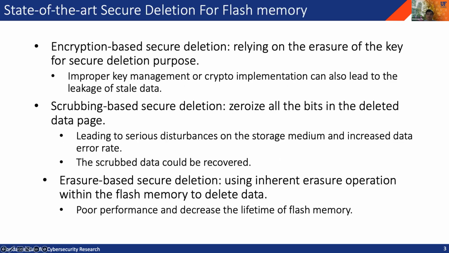For the secure deletion of flash memory, currently there are three types of secure deletion methods. Encryption-based secure deletion is to encrypt data with different keys, so we only need to delete the key if we want to delete the data. This mechanism is very fast. However, it suffers from improper key management and bad crypto implementation. For example, we need to use random number generation to generate the key. However, a weak random number generator allows an attacker to recover previous keys.